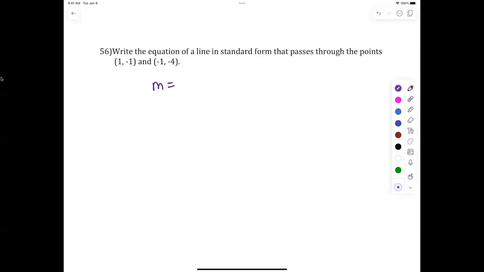So +3/2. Anybody else get 3/2? Now's the time. If you didn't get 3/2, you just say, help me out a little bit. I'm not sure where you're getting 3/2.